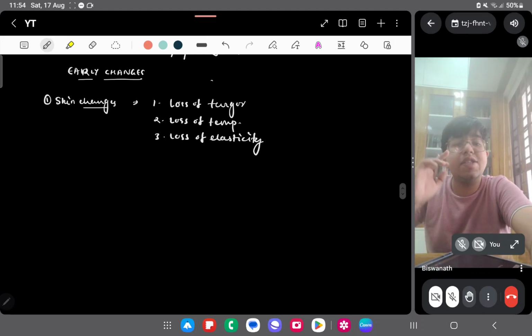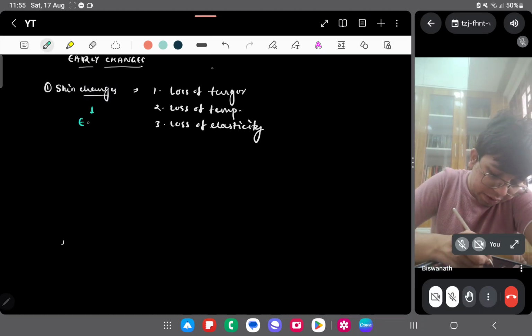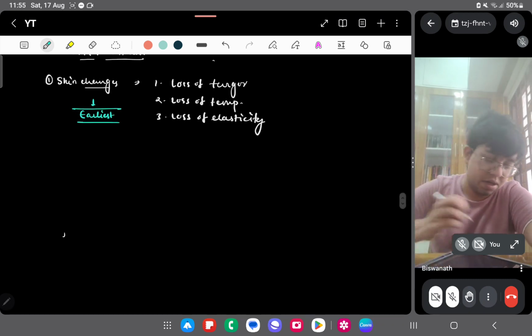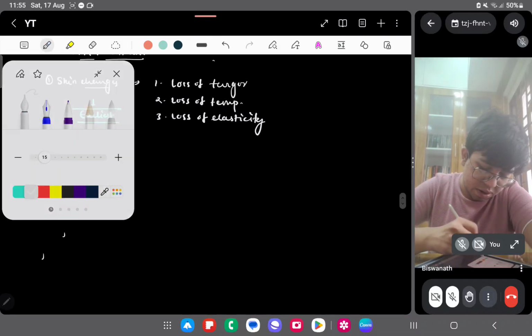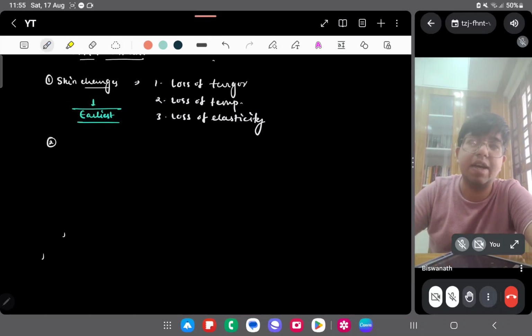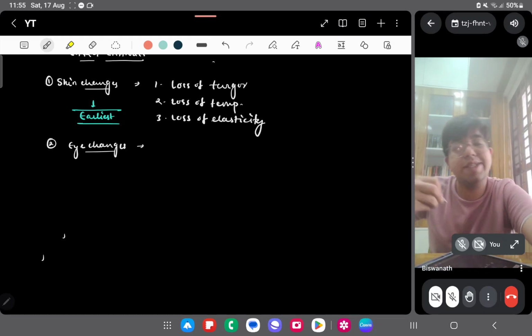Remember, skin changes are the earliest changes which are seen in the dead body. After skin changes, we talk about eye changes. What are the changes in the eye?